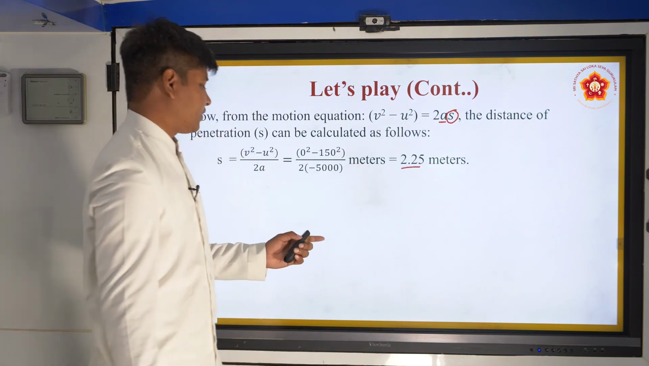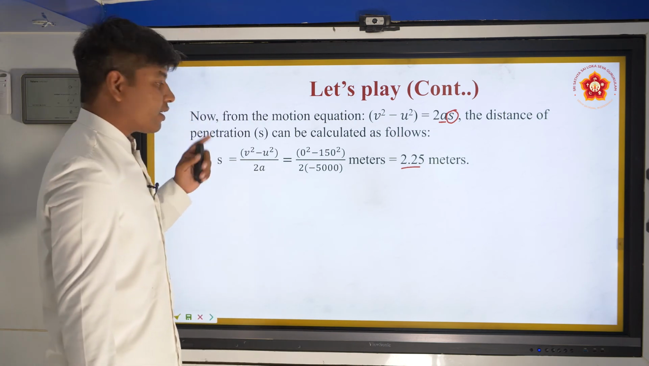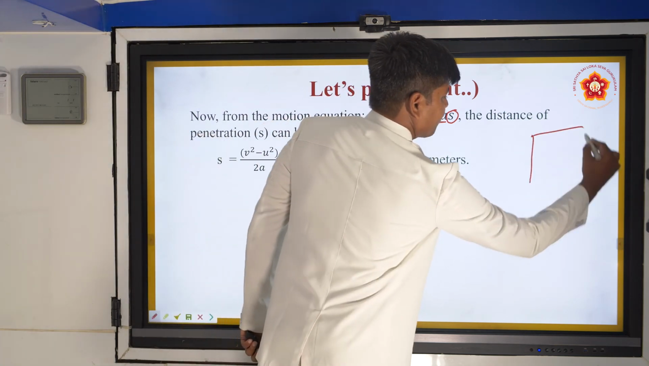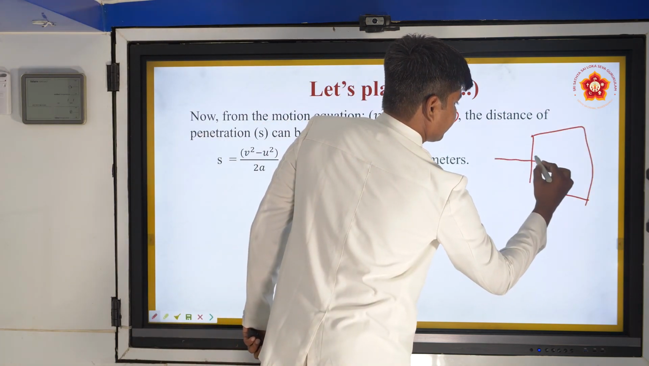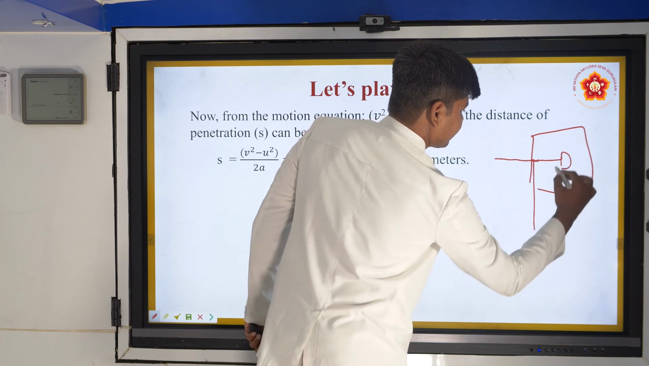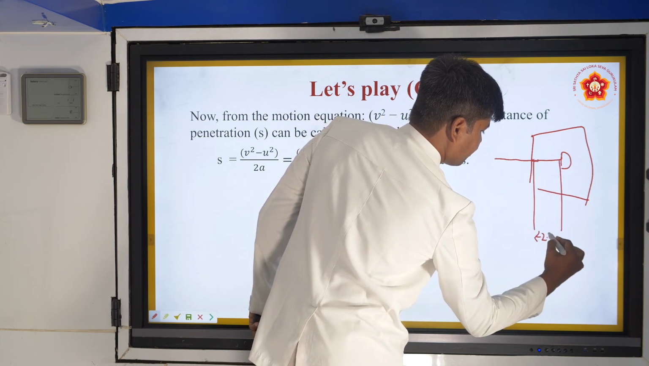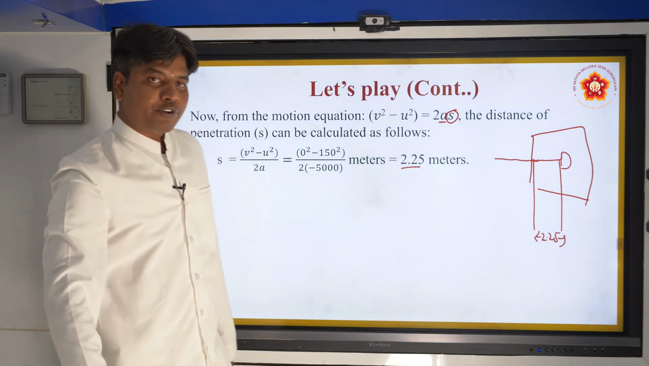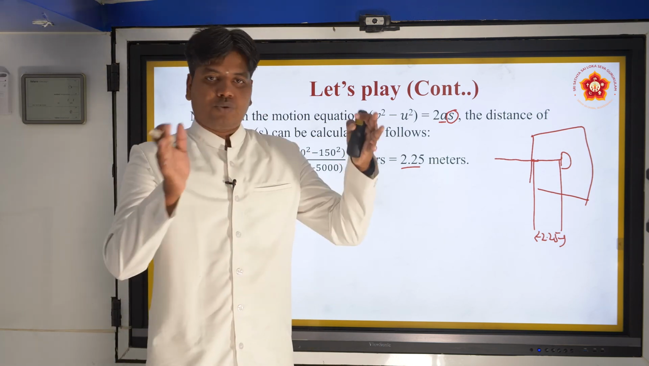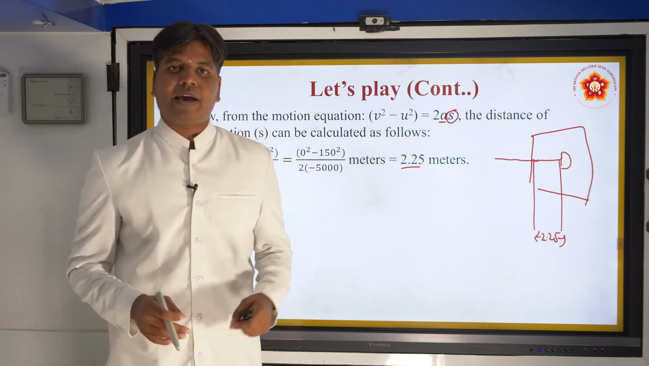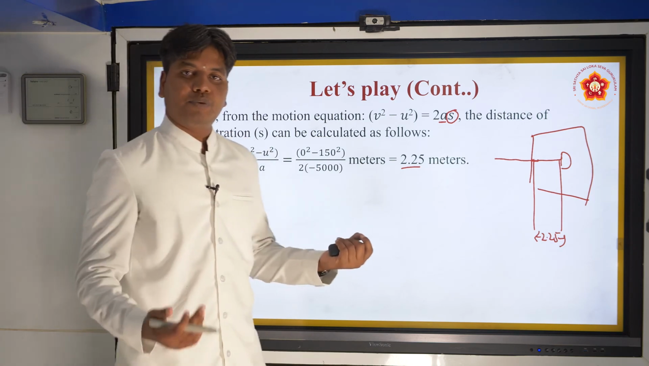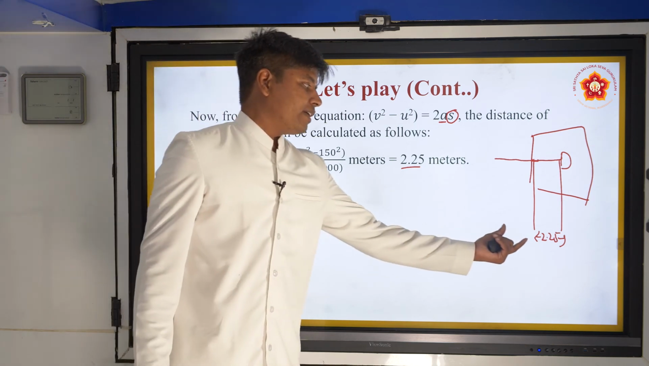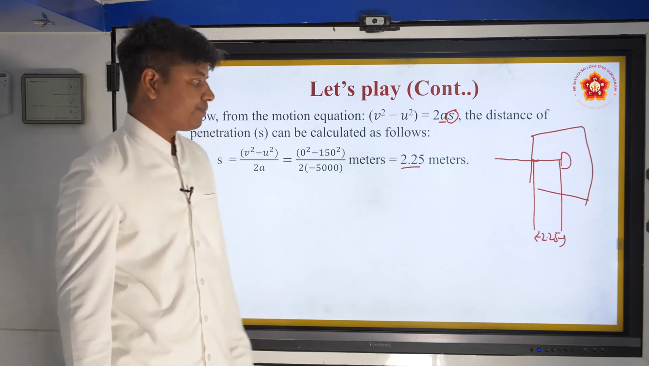I guess you already did this. Now you have the distance of penetration. That means you have a block, and from the point of penetration, the bullet traveled a distance of 2.25 meters. 2.25 meters is a huge thing, right? It takes two men if they are standing parallel. So the bullet which is going fast at the rate of 150 meter per second, you can just imagine that it can penetrate to 2.25 meters.